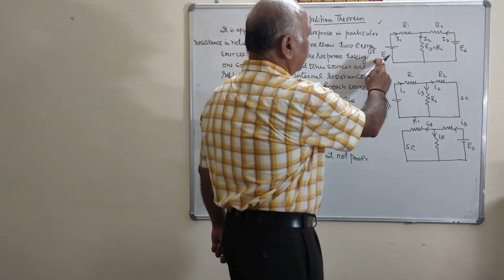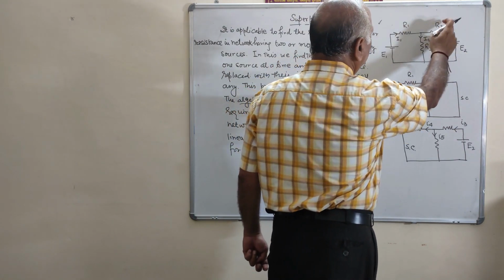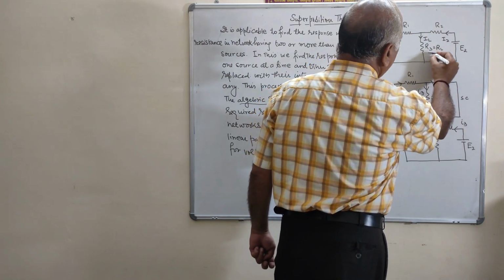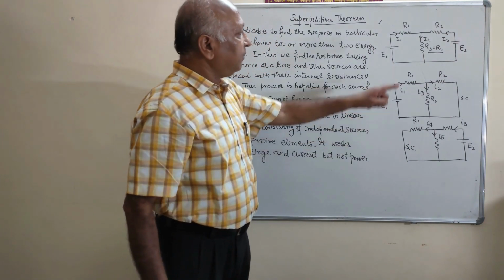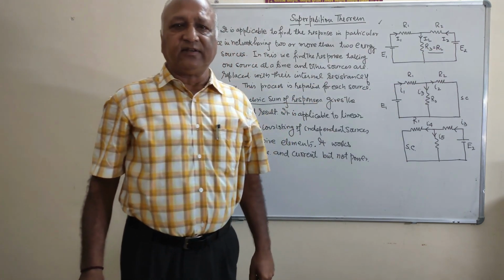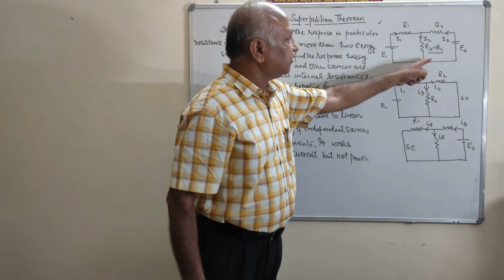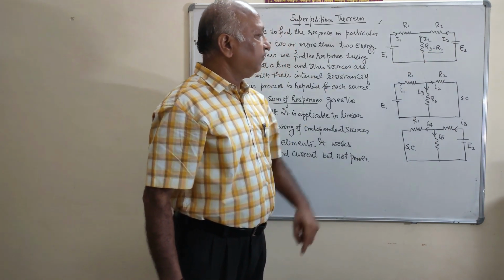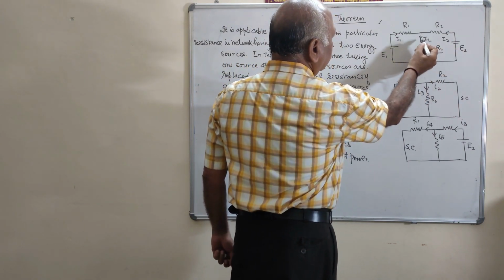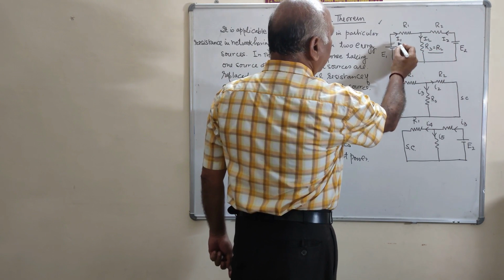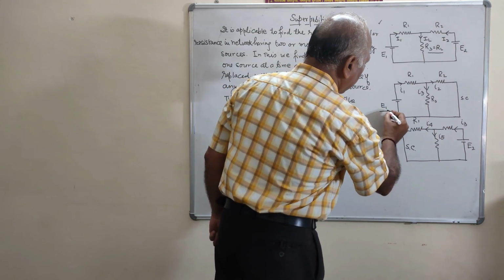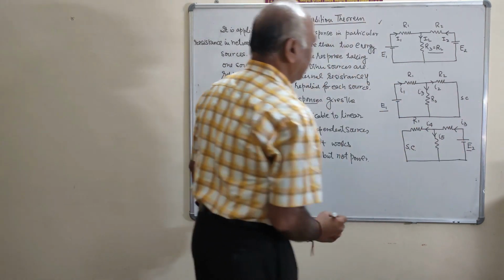For example, in this circuit, this is E1, this is E2, this is R1, this is R2 and this is R3. And we write R3 is equal to RL. आपको हमेशा ध्यान रखना है कि जो RL resistance है, it is the load resistance in which we have to find the response, either the current or the voltage. You will see this is I1, this is I2, this is IL. These I1, I2 and IL are the responses when we are considering one source at a time.